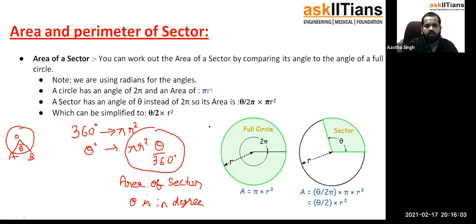This can be simplified to pi by 2, or one half r square theta, when you take angles in radian. So I think this point is very much clear to you. This will be easier to solve for area of sector. If your theta is in degree, just write pi r square theta upon 360. It is the same way we have done for the length of an arc.